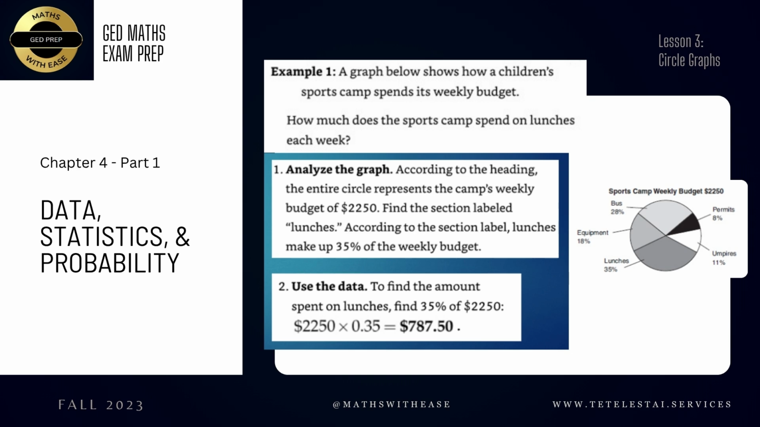So again, this circle is a representation of what? The entire budget. And the different parts of the circle tell you how much of the budget, in percentages, is going towards a certain activity or a certain task, okay?